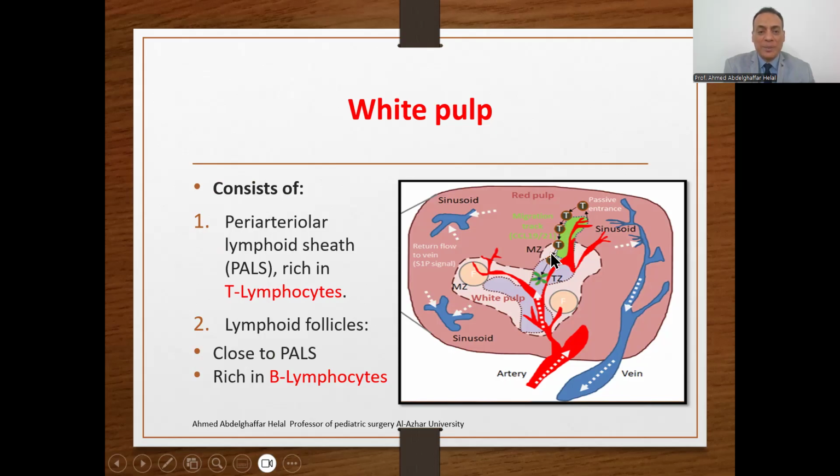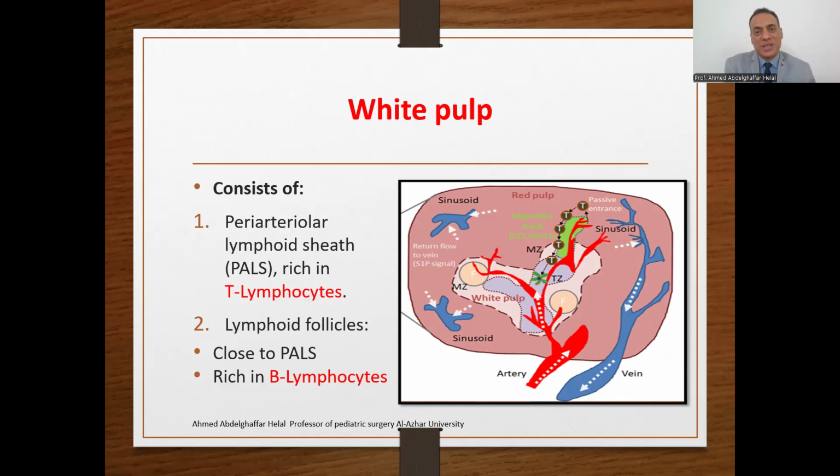So here, the blood will pass first through the white pulp. During the passage of the blood, there is a T lymphocyte, there is a macrophage, there are lymphoid follicles, and there will be what's called antigen-presenting cells that will present these viruses to the T lymphocytes, and the T lymphocytes will activate the B lymphocyte to change into plasma cells, producing antibodies for this organism.